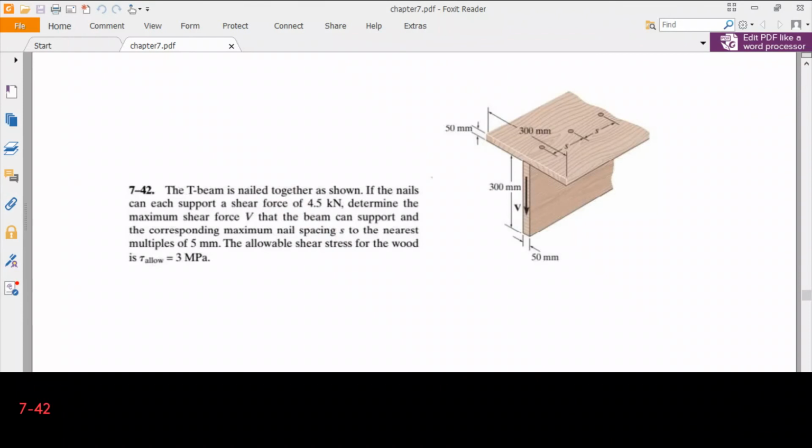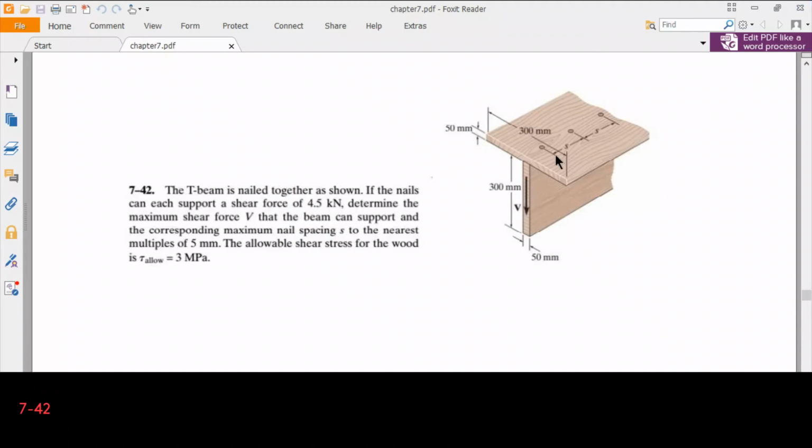Okay, our problem is 7-42. The T-beam is nailed together as shown. If the nails can each support a shear force of 4.5 kilonewtons, determine the maximum shear force V that the beam can support and the corresponding maximum nail spacing S to the nearest multiples of 5 millimeters. The allowable shear stress for the wood is 3 megapascals.